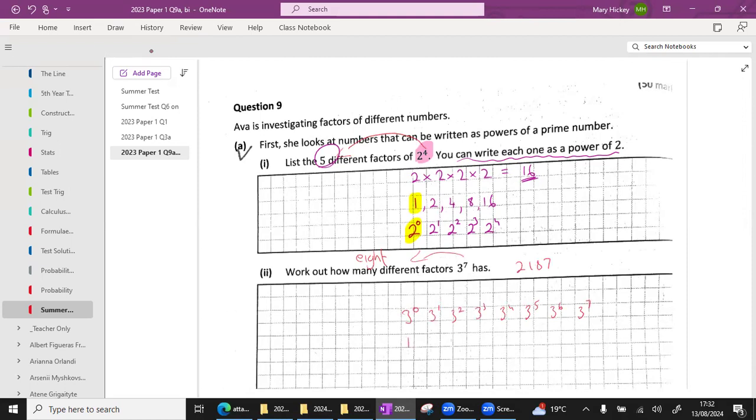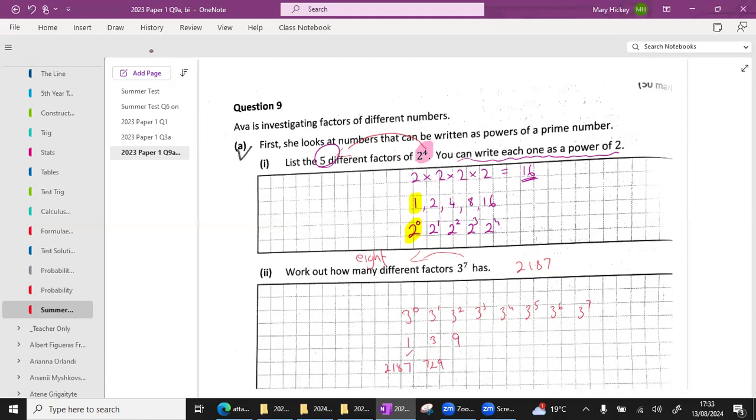Now, 3 to the power of 0, remember, is 1. Does 1 divide into 2187? Absolutely. 3 to the power of 1 is 3. So does 3 divide into 2187? Well, let's see. It does, and 3 goes in 729 times. And obviously 1 divides in 2187 times.